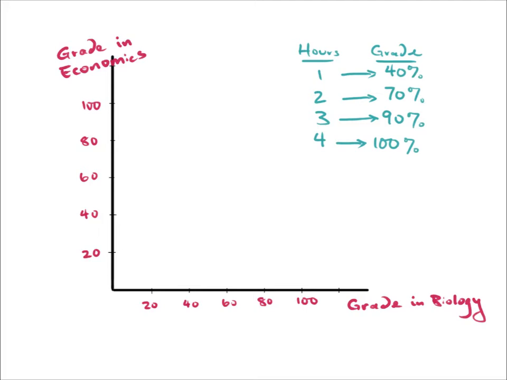Okay, here is a very simple model of a student studying. This student has two exams tomorrow, an exam in economics and an exam in biology. And the student has 4 hours available tonight. Okay. And I want to talk about what the student's options are.